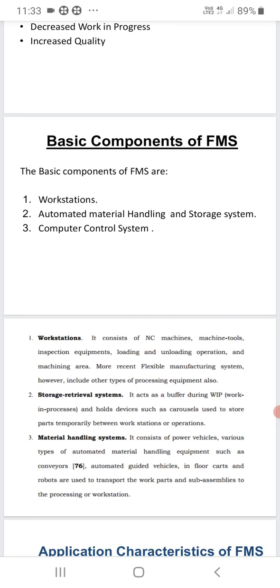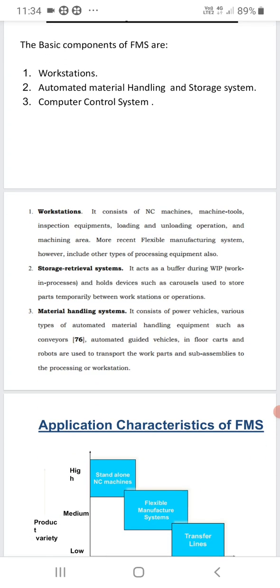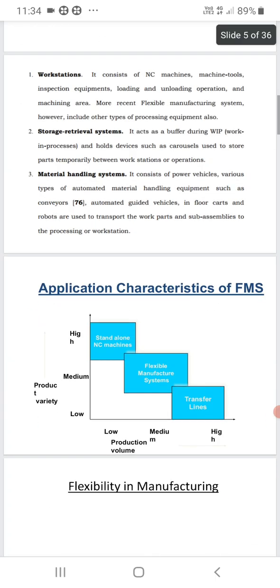Workstation consists of NC machines, machine tools, inspection equipment, loading and unloading operations. Storage and retrieval system means raw material can be stored, and a retrieval system is also there. Material handling consists of various types of automated vehicles for transferring the movement of raw material.